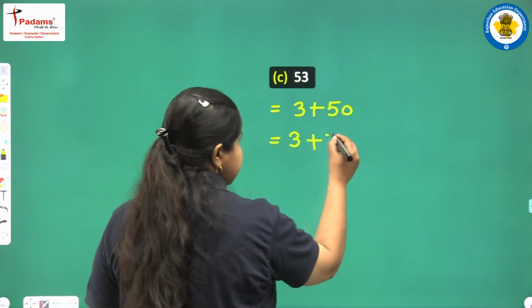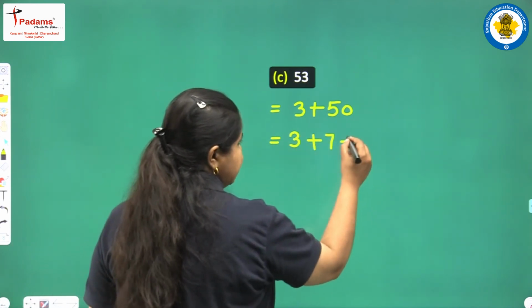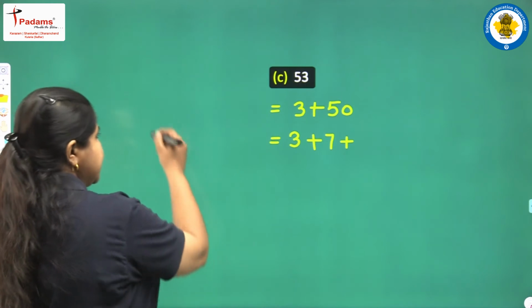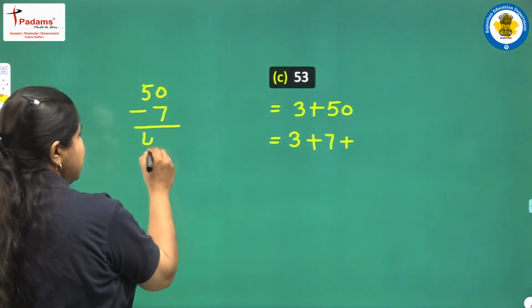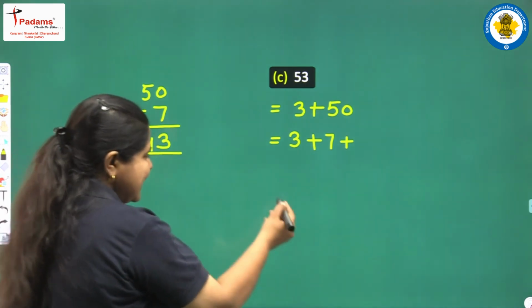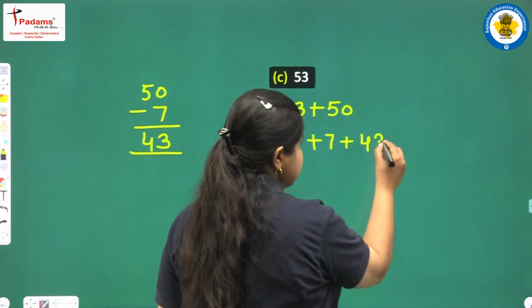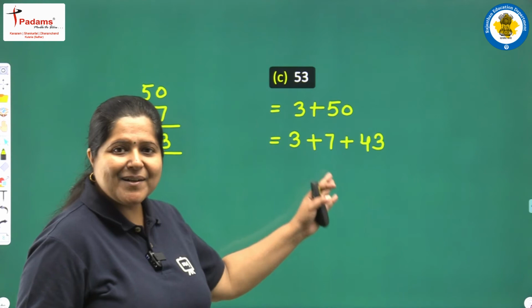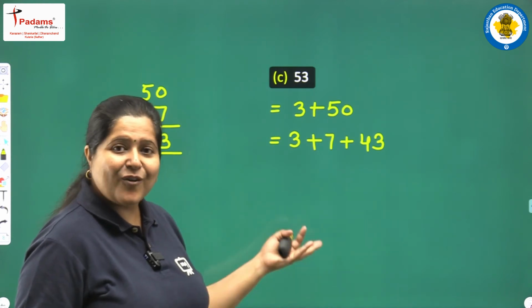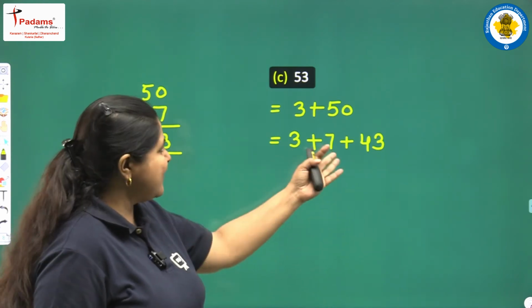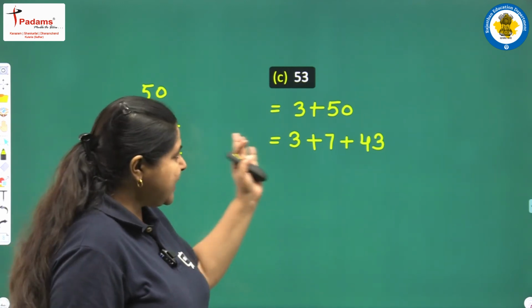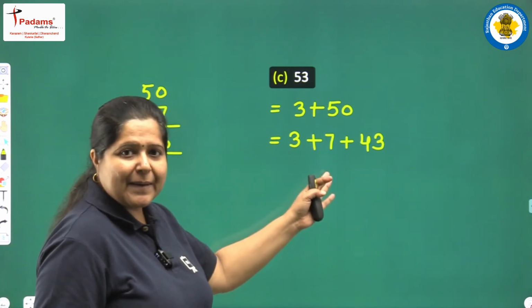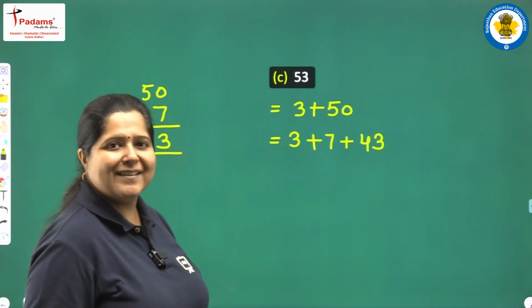If we take the next prime, which is 7, then what will be the third number? Just subtract 7 from 50, it comes out to be 43. So the third number is 43. Now is it a prime number? Yes, 43 is also a prime number. 7 and 3 are clearly prime numbers. So we have got three odd prime numbers whose sum is 53.